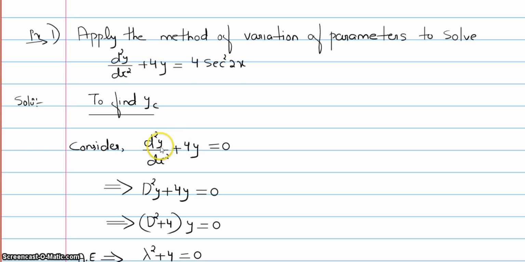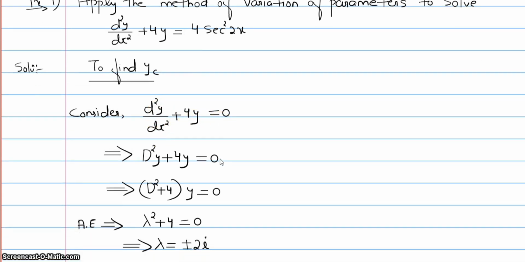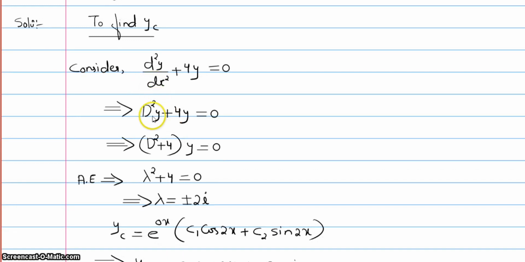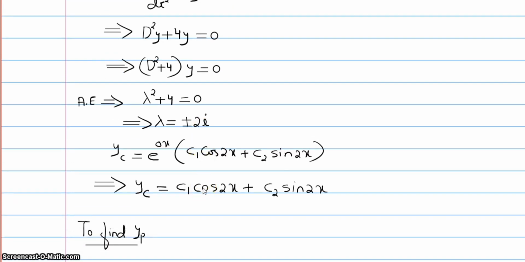So we get d square y by dx square plus 4y equal to 0. Now I am replacing d square y by dx square as D square, and taking y outside, we will get D square plus 4 of y equal to 0. So the auxiliary equation will be lambda square plus 4 equal to 0. Thus the roots of lambda will be plus or minus 2i. It's a complex root, so case 3 is arising here.